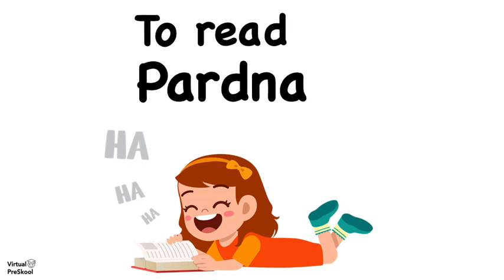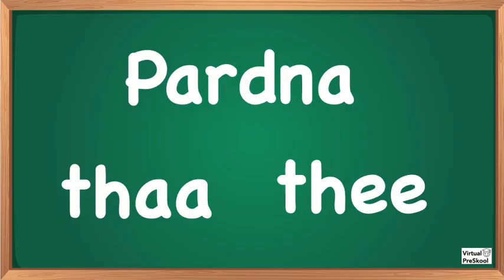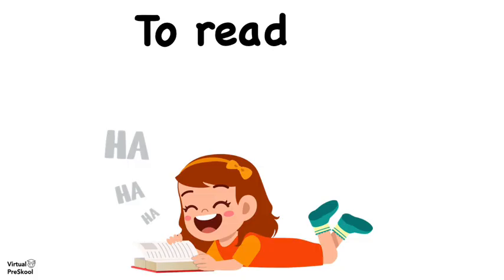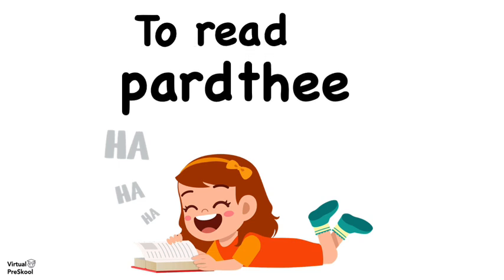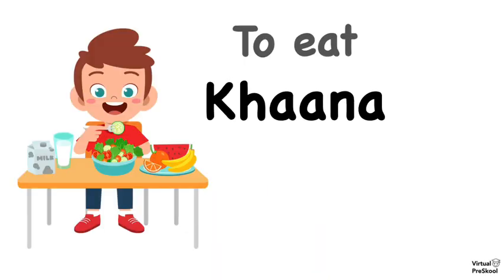To read is padhna. What happens first? Use your lightsaber to chop off the na, and we're left with padh. But now the word is incomplete and needs an ending. So what will the new verb be? Padhta or padhti? This is a girl, so what would she say? Padhti.